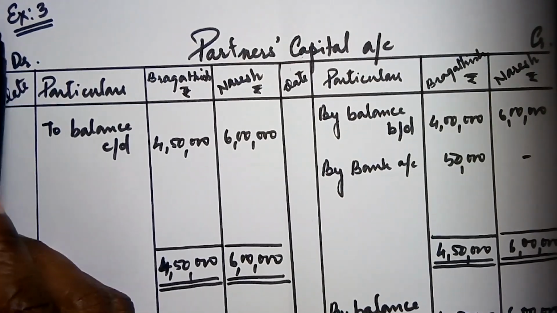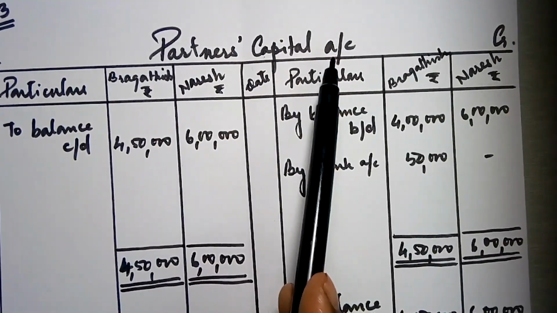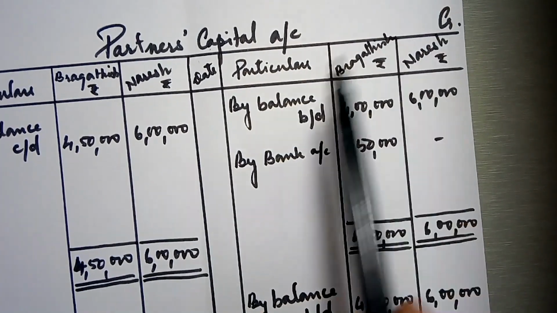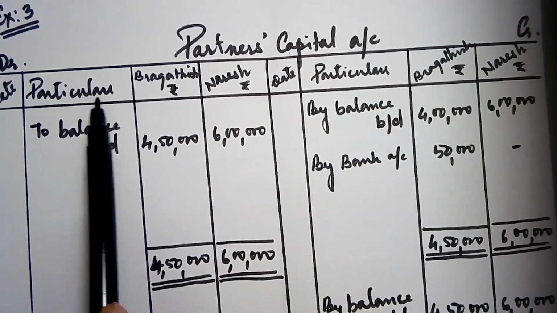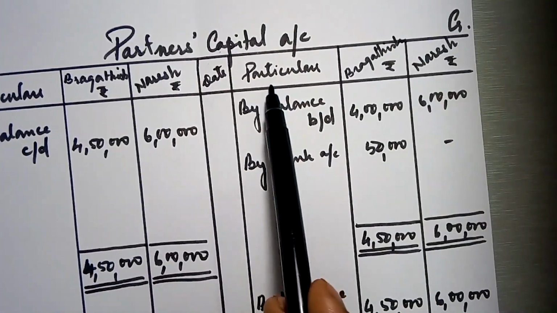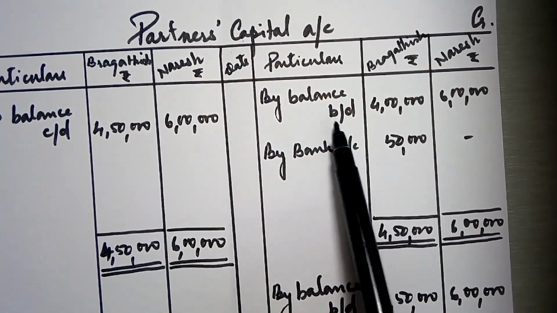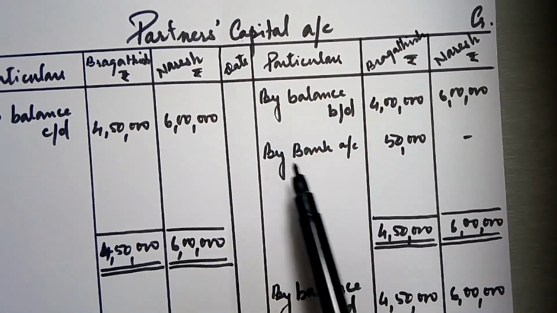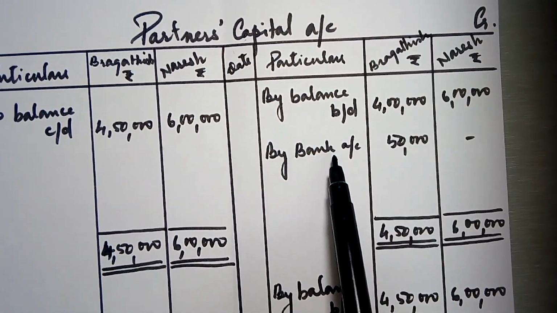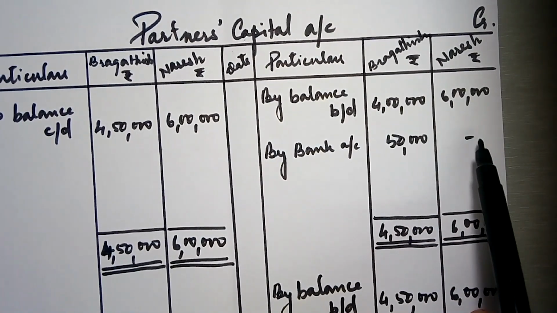So this is solution for illustration 3. First we begin with partners capital account. This being a ledger account, you have the debit side as well as you have the credit side. So you write date, particulars, name of the people Pragatish and Naresh. Date, particulars, Pragatish and Naresh. So by balance BD, that is opening balance, 4 lakh and 6 lakh. Now additional capital, you bring it down as by bank account. And then you put it over here for Pragatish. Naresh does not have, so you put a dash.